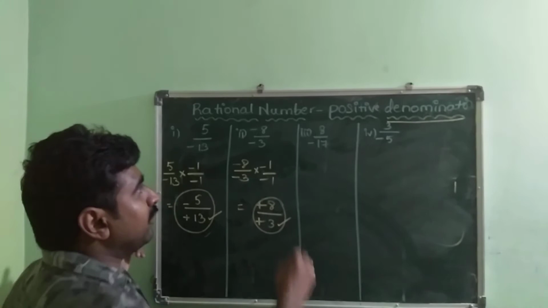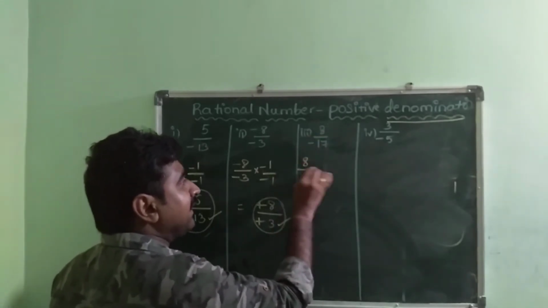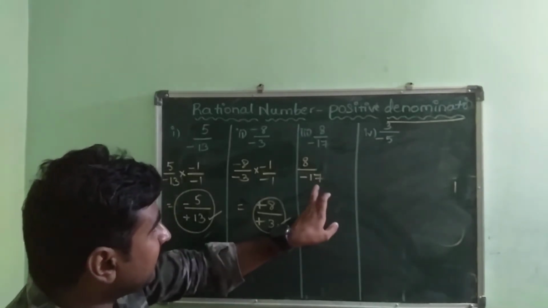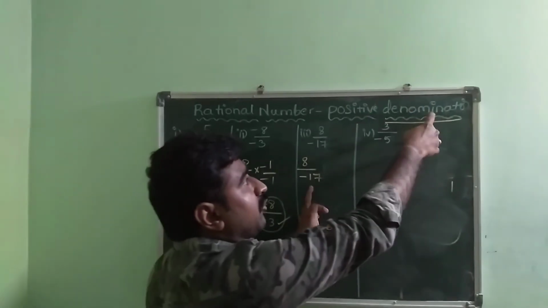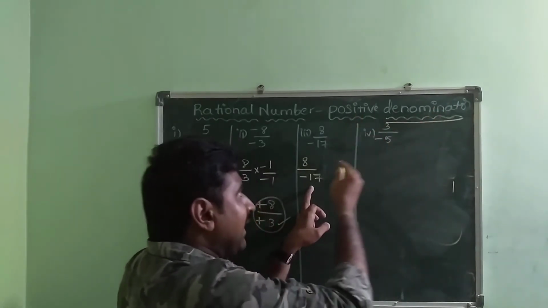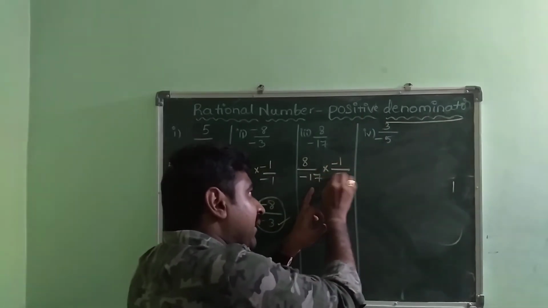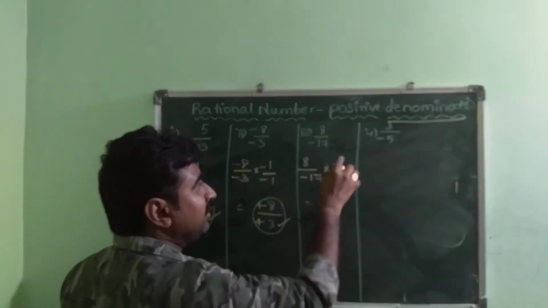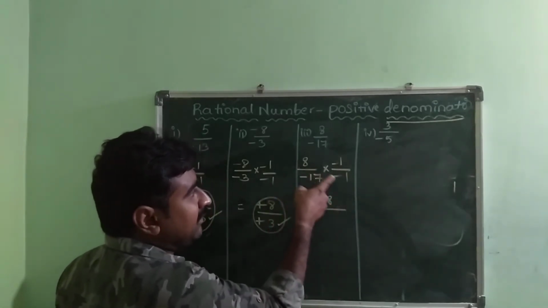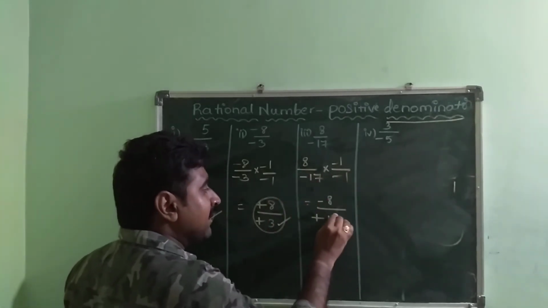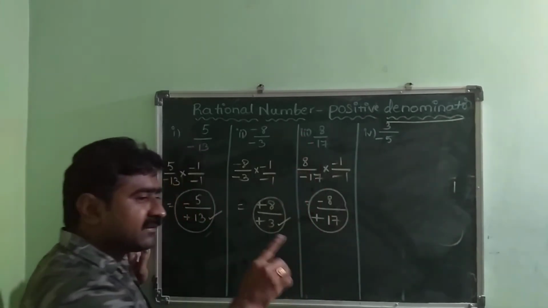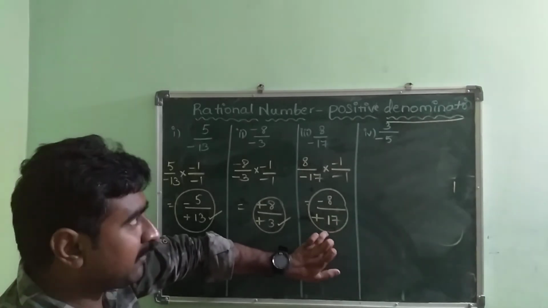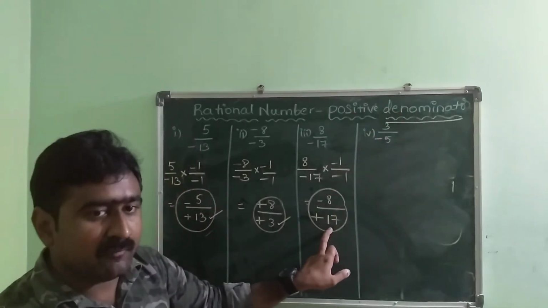The same procedure. The third rational number is 8 by minus 17. Again on the board, the denominator is a negative value, but in our question we have to convert the denominator into a positive value. So again multiplying with minus 1 and dividing with minus 1, plus into minus, minus 8 into 1, 8, divided by minus into minus plus 17 into 1, 17, so the answer is minus 8 by plus 17. The denominator has a positive value of 17. Is that clear or not?